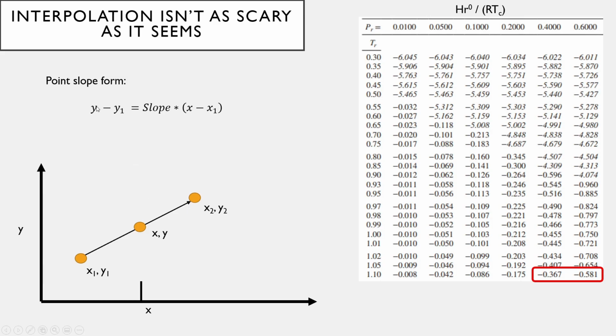Point slope form is we take our y value that we want to find, and then everything else is known. So we have our slope here, we multiply it by the change in x, and then we're going to also add in this y1, this start point.